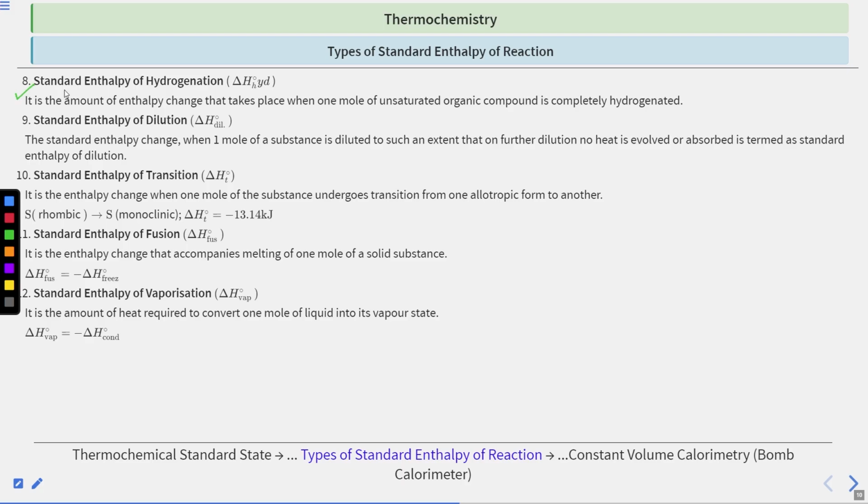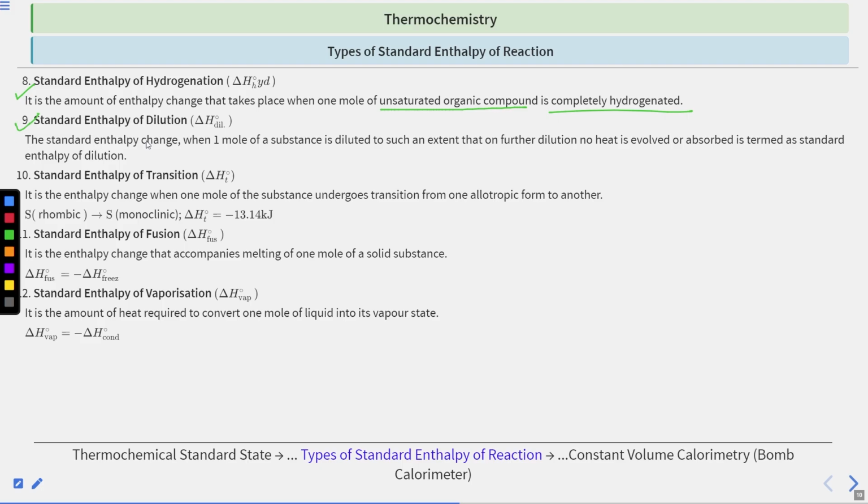Eighth is standard enthalpy of hydrogenation. It is the amount of enthalpy change that takes place when 1 mole of an unsaturated organic compound is completely hydrogenated. So when 1 mole of an unsaturated organic compound gets completely hydrogenated, we get the standard enthalpy of hydrogenation. Okay. Ninth is standard enthalpy of dilution.